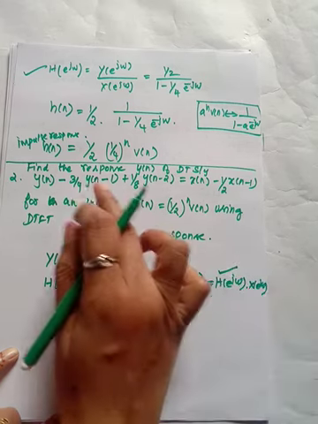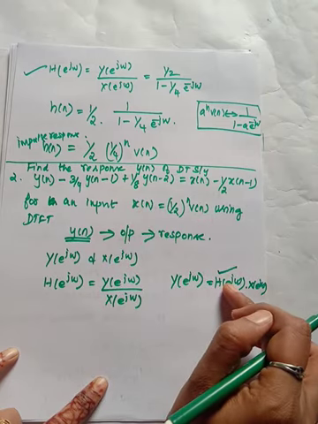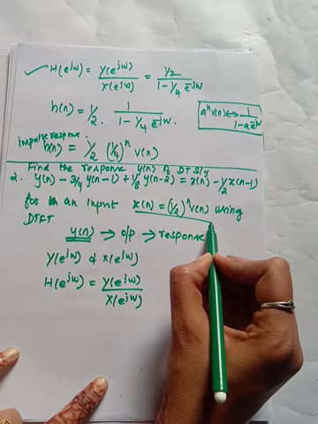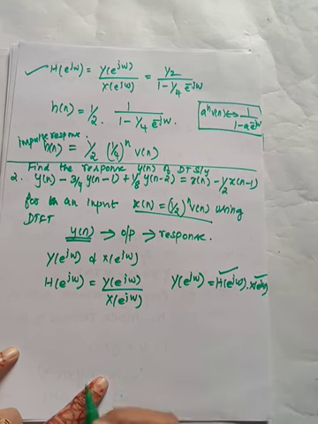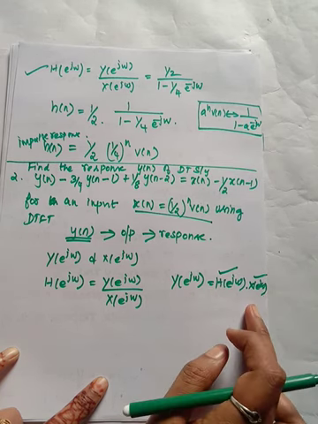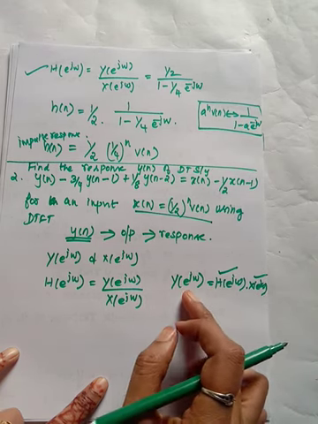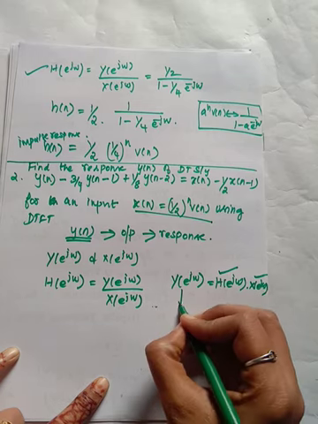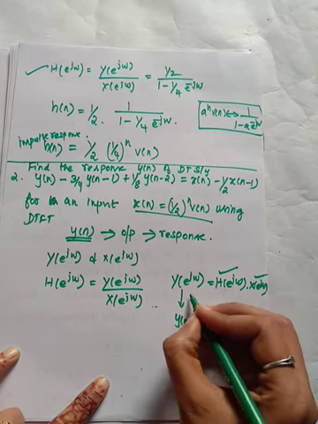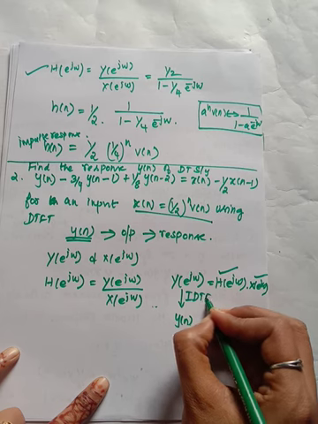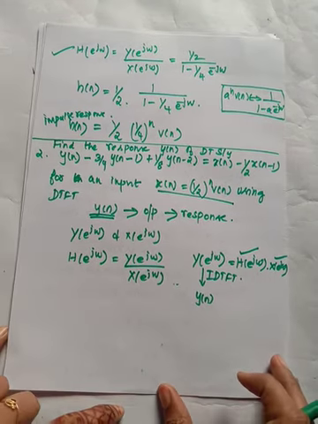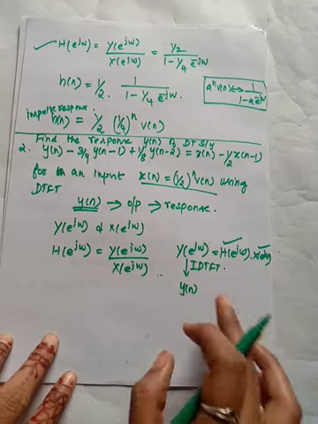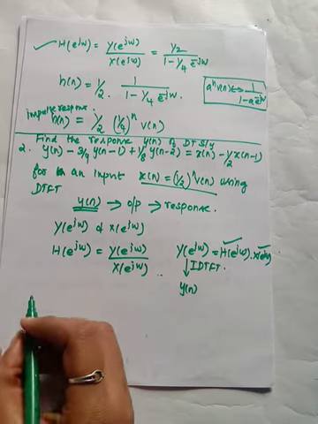So from this you need to find H of e power j omega. From the given x of n, you are going to find X of e power j omega, then you are going to multiply and you are going to find Y of e power j omega. So you need to find y of n. So after finding the inverse DTFT, we are going to find y of n. Okay, so here first I am going to find out H of e power j omega.